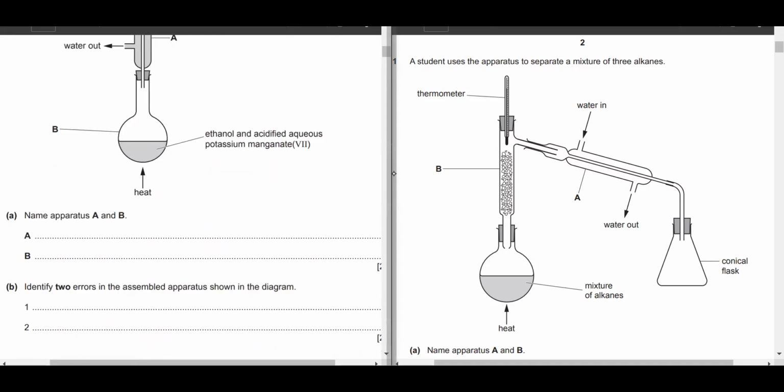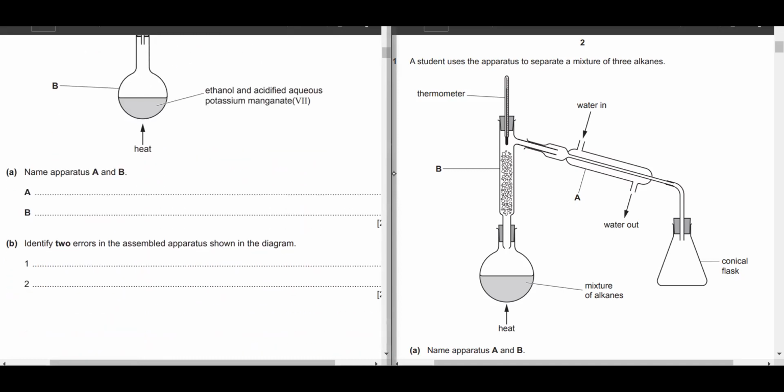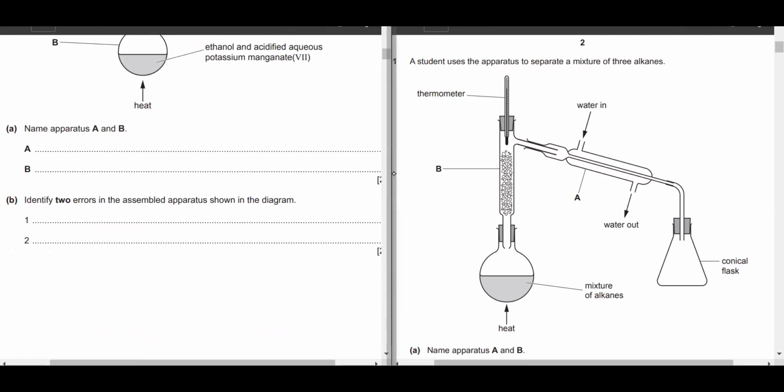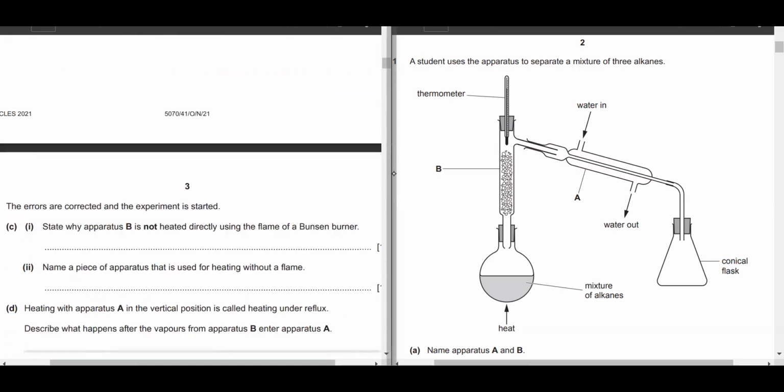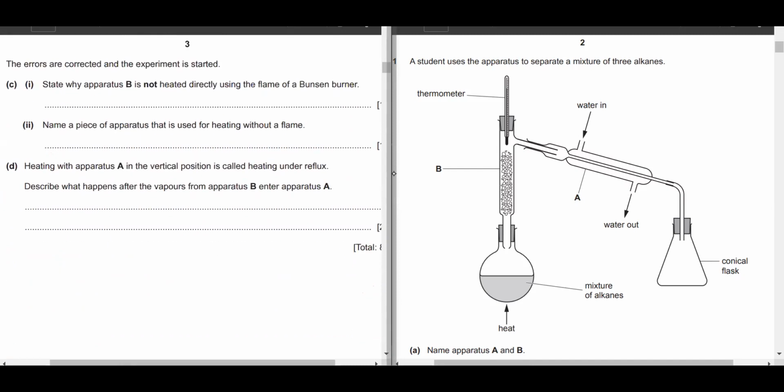So it identified two errors in the assembling of the apparatus: the lower opening of the condenser should be water in, and the upper opening of the condenser should be water out. And the second is that we cannot heat the organic substances directly. Now the errors are corrected, and the experiment is started.